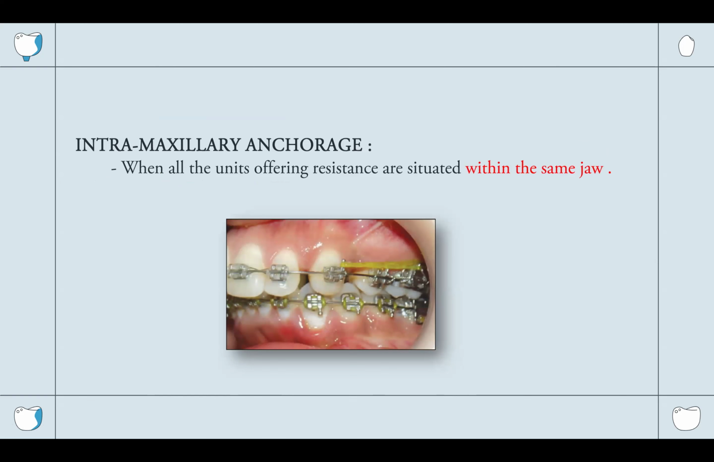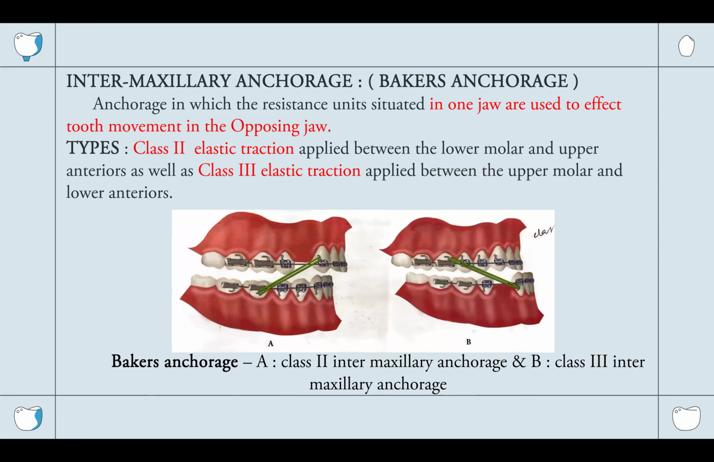Intramaxillary anchorage. What do you mean by intramaxillary anchorage? When all the units offering the resistance are situated within the same jaw. Intermaxillary anchorage, otherwise known as Baker's anchorage. Anchorage in which the resistance units situated in one jaw are used to effect tooth movement in the opposing jaw.